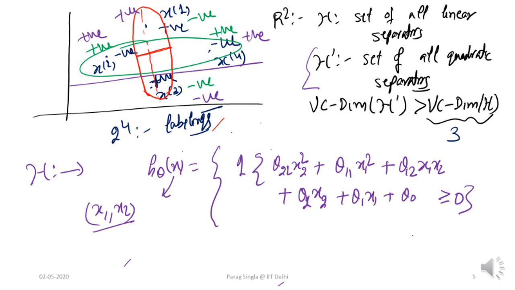And if you think about it, although there are 16 possible labelings, this is the most difficult case, where the opposite points are labeled positive and the others are labeled negative. These more difficult cases are covered by this example, and the other labelings are not very difficult to achieve.